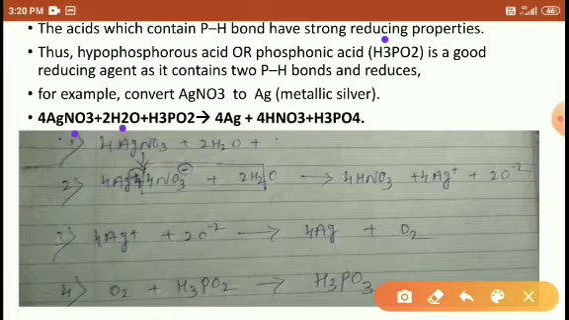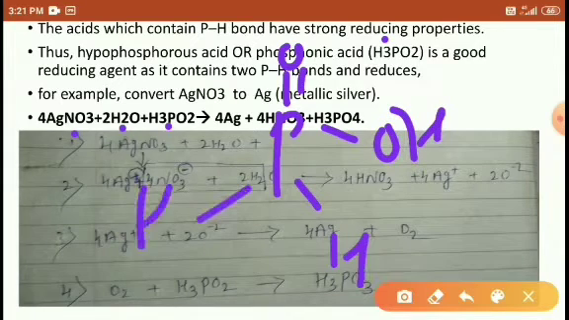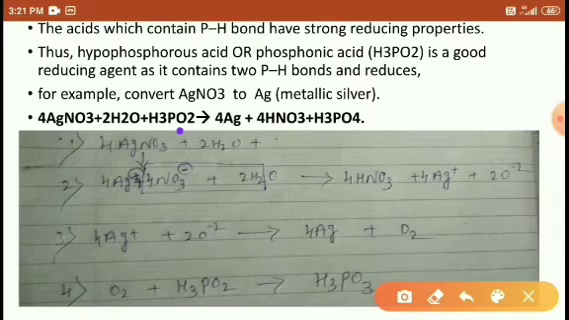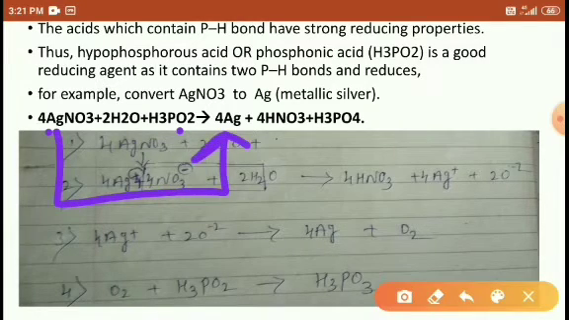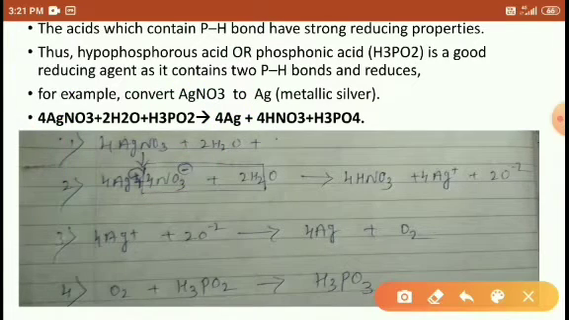AgNO3 reacts with water and H3PO2. H3PO2, students, has only one OH group, so two H's are present here, right? In this case H3PO2 acts as a reducing agent which reduces silver ion to silver. Here the silver ion has the +1 oxidation state and here the oxidation state is 0. It means the silver is reduced with the help of H3PO2.